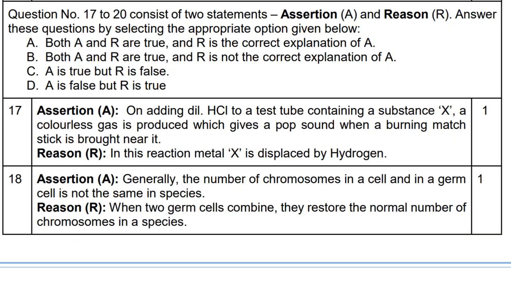Question 18. Assertion A. Generally, the number of chromosomes in a cell and in a germ cell is not the same in a species. Reason R. When two germ cells combine, they restore the normal number of chromosomes in a species. Correct answer is A. Both A and R are true and R is the correct explanation of A.